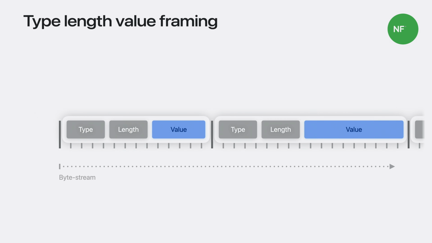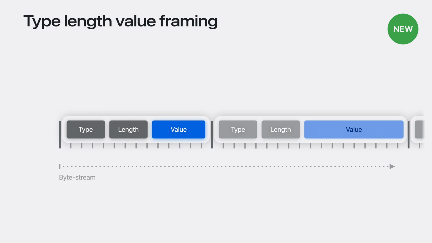Fortunately, Network Framework can help. New in iOS and macOS 26 is a built-in type, length, value, or TLV framer that frames messages so what you send on one end of a connection is exactly what you receive on the other end.